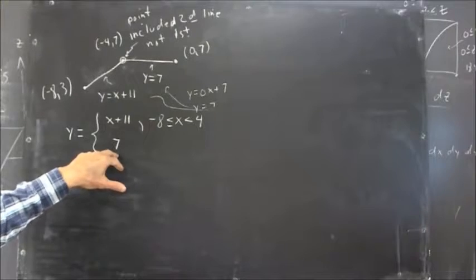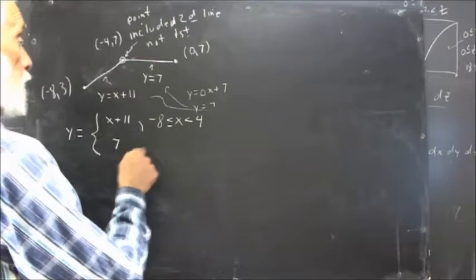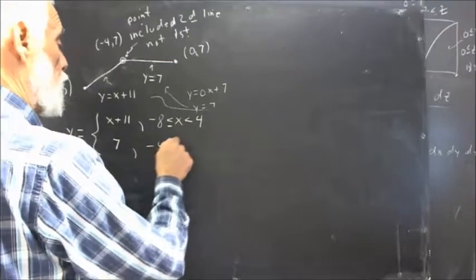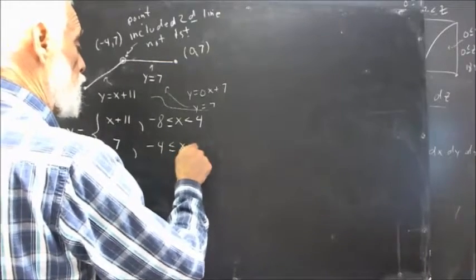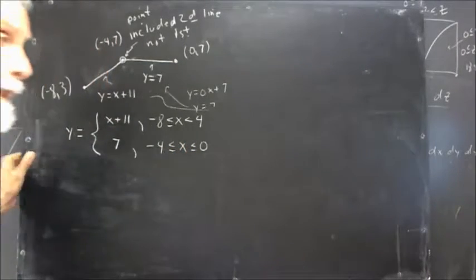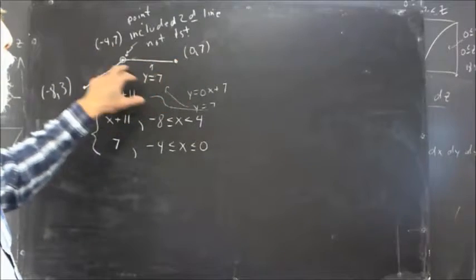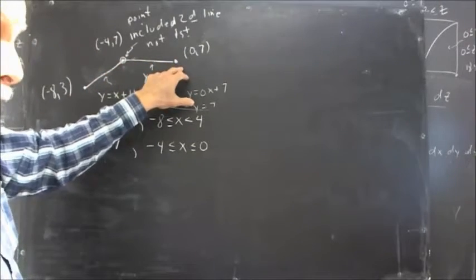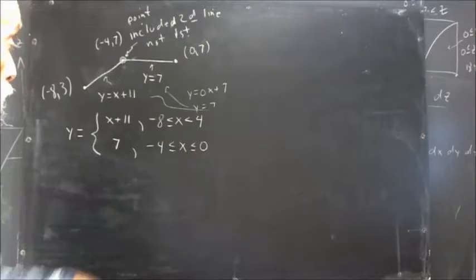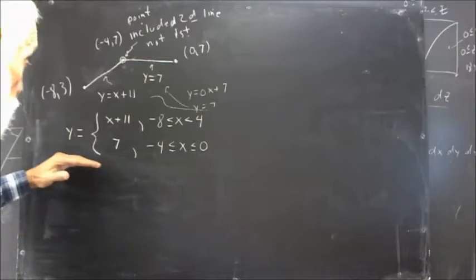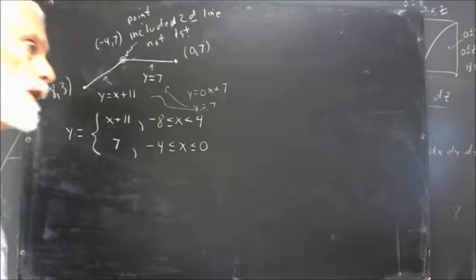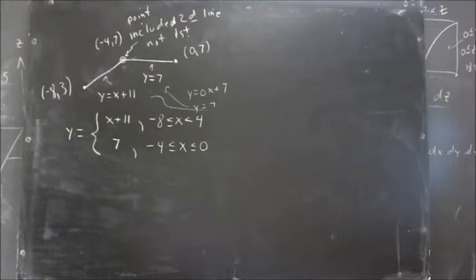And where is it that y equals 7? Well, that's for negative 4 less than or equal to x, less than or equal to 0. Okay, because from negative 4 to 0, including negative 4 and 0, so we have the inclusion here, we follow this segment. So, fairly straightforward problem, but you do need to know how to do that.